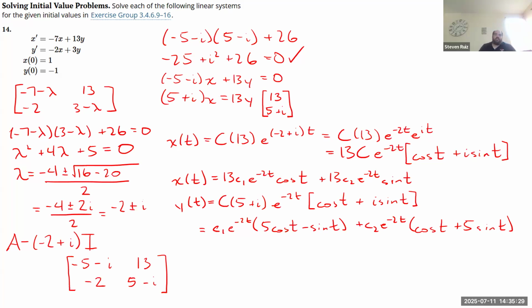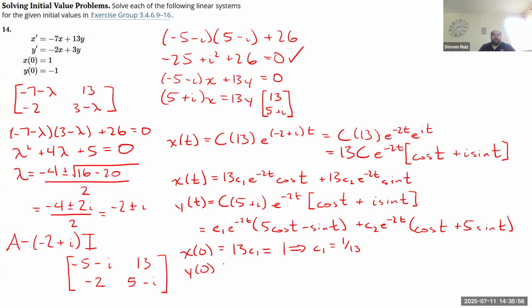So I can use the initial conditions now to figure out what these constants are. So x of 0 is equal to 13 C1 plus 13 times 0 because there's a sine there. So 13 C1 equals 1. So C1 equals 1/13.